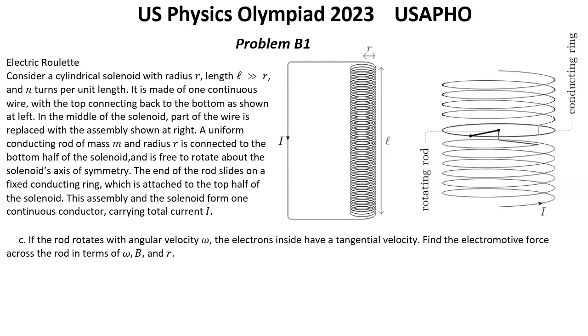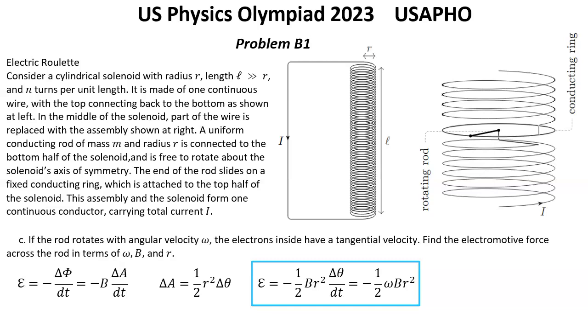In our case, the magnetic field is constant, so we use the formula EMF equals negative delta F over delta t, which is equal to negative B multiplied by delta A over delta t, where delta A is the area of the small triangle created by angle delta theta. So we have delta A equal 1/2 R squared delta theta, and finally EMF equals negative 1/2 omega B R squared. That was the solution for part C.